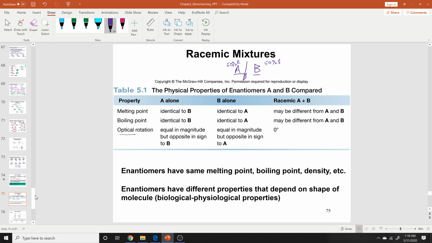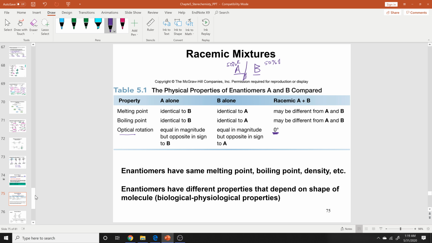So it's as if the plane of polarized light did not rotate at all. A alone has a rotation of the plane of polarized light. B alone rotates the plane of polarized light, but opposite in sign to A. But if I combine A and B, this is what a racemic mixture is. A racemic mixture is a combination of these two enantiomers, A and B. If I combine them together, then I'm going to have 50% R, 50% S.